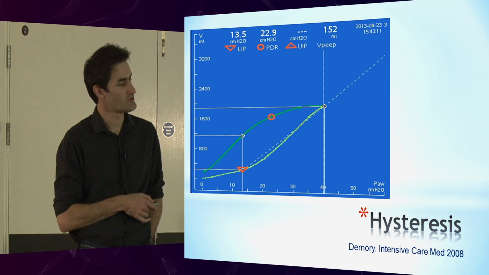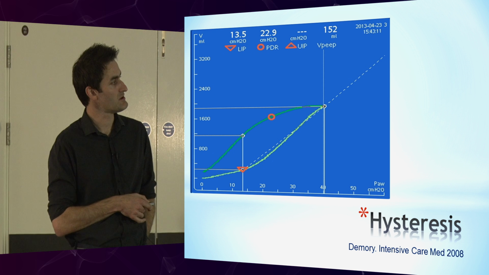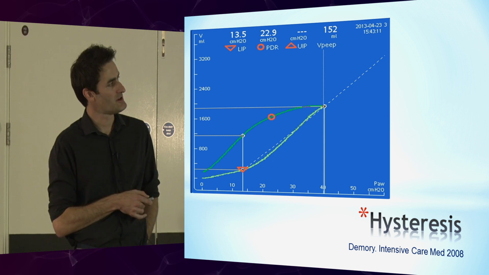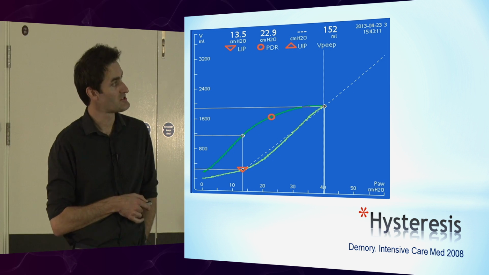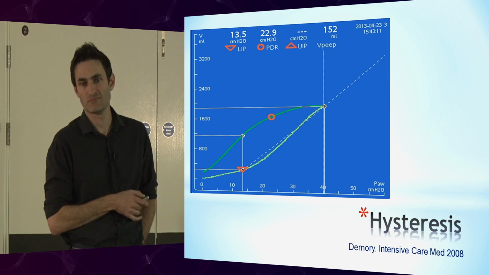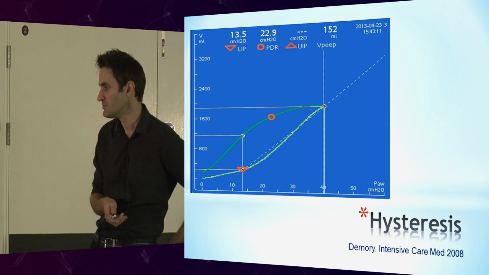So again, we talked about the different curves before. If you've got a flat inspiration limb and then a flat expiration limb with not much gap between them, that lung is probably not recruitable.